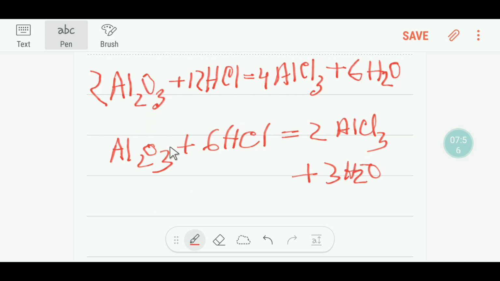Okay, if you count the number of atoms, here you have 2 aluminium, you have 2 aluminium, here you have 3 oxygen, here you have 3 oxygen, here you have 6 hydrogen, here you have 3 times 2, that is 6 hydrogen, here you have 6 chlorine, and here 3 times 2, that gives you 6 chlorine. So everything is balanced. So this is the balanced reaction.